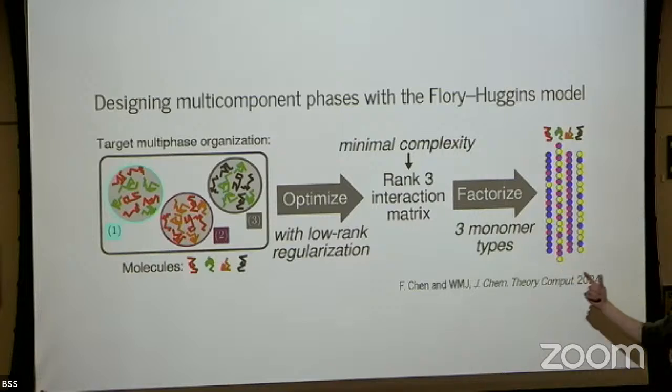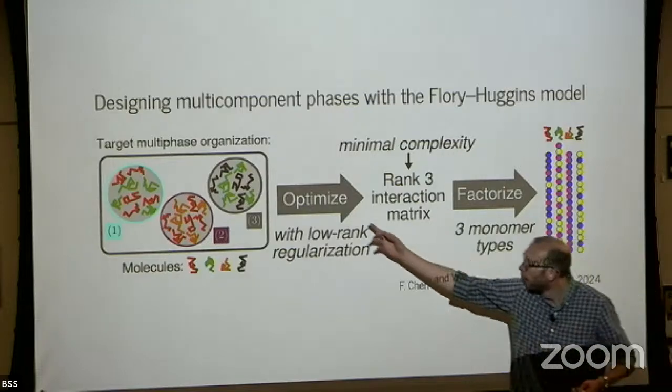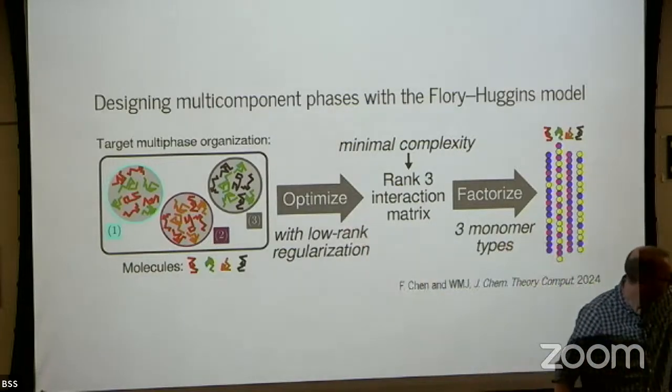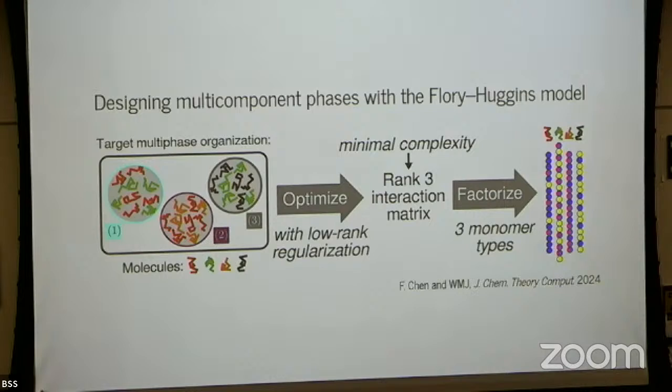The optimization here is directly just applying this equation and regularizing in such a way that we're trying to have the lowest or the fewest number of distinct monomers needed within this Flory-Huggins framework.